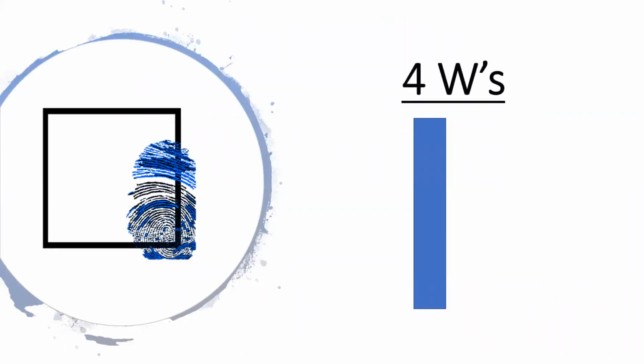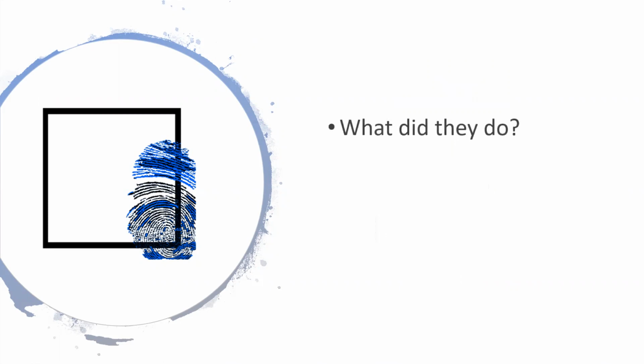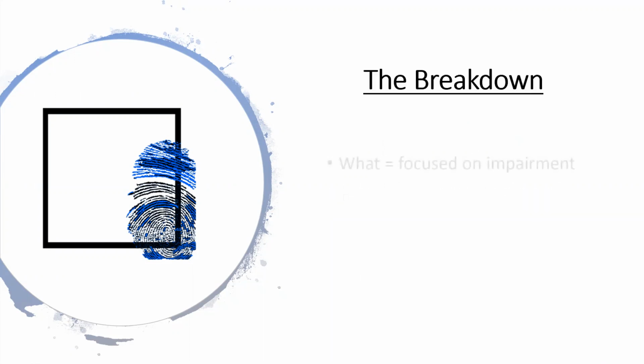So what are the 4Ws? The 4Ws are what, what, how, and why. How doesn't really start with the W, but you get the idea. So the first what is, what did they do? Referring to the patient. Second is, what did I do? The therapist. The third is, how did they perform? And the fourth W is, why did they do it? So we'll go into this just a little bit.